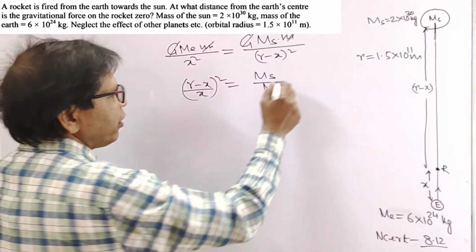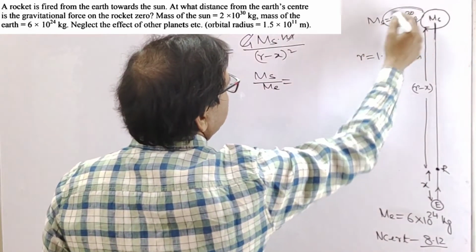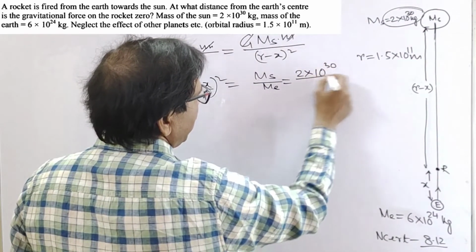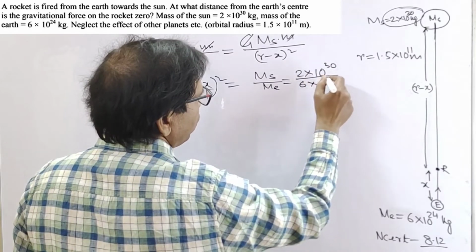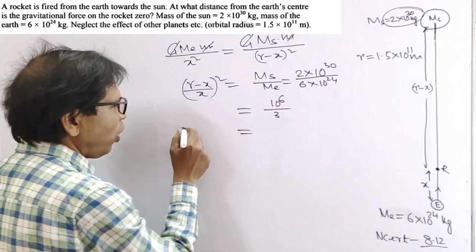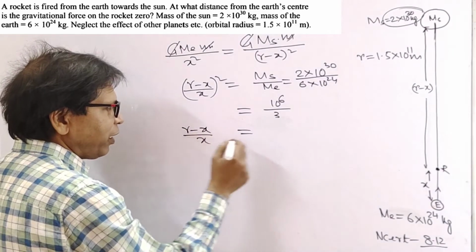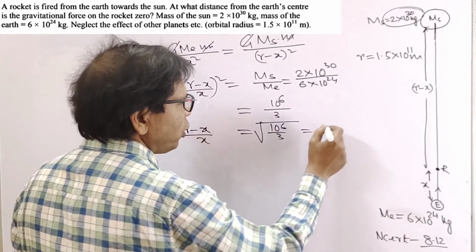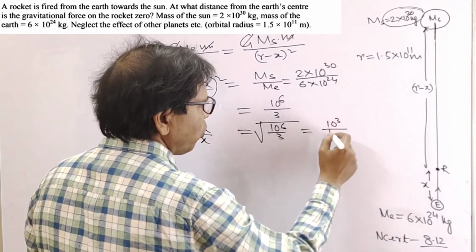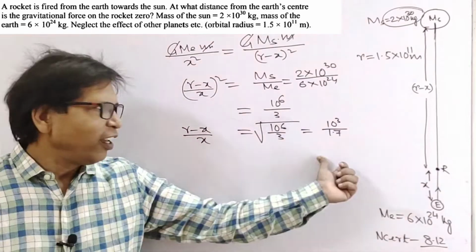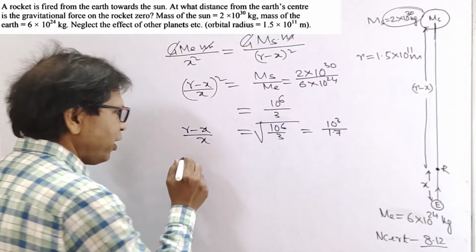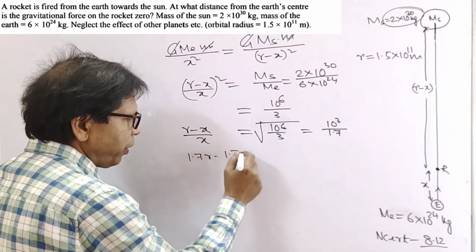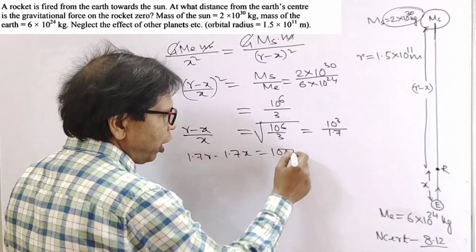Now what is Ms? Ms is 2 into 10 to the power 30 kg. So this is 2 into 10 to the power 30 divided by 6 into 10 to the power 24. So (r minus x) divided by x is the root of 10 to the power 6 by 3, so this is 10 to the power 3 divided by 1.7. Now multiplying, this is 1.7r minus 1.7x equals 1000x.